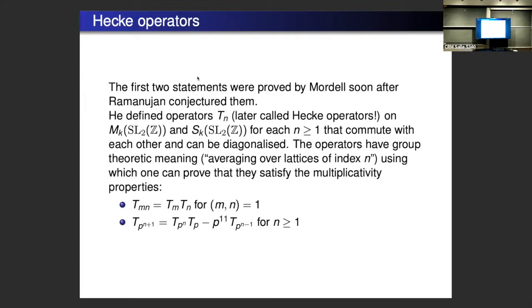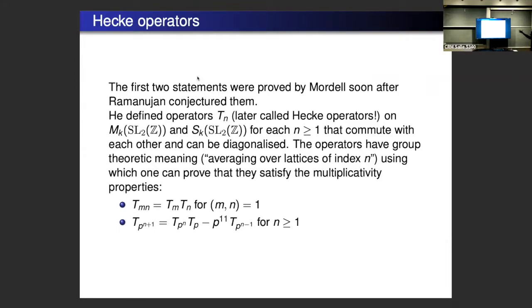And these operators had more meaning than tau n, which initially could be thought of as defined combinatorially. They had some meaning in terms of the interpretation of modular forms as functions on lattices. Using that interpretation, one can define an averaging operator, where you sum over the values of the modular form on lattices of index n. So you can define operators on the space of modular forms, and they are a commuting set of operators. They also preserve an inner product, so they're self-adjoint and they can be diagonalized.